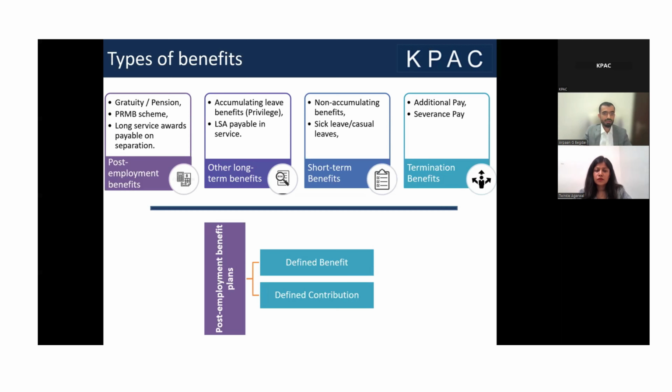Secondly, other long-term benefit plans. Again, the actuarial valuation is generally non-negotiable for this category of benefits also. It includes benefits like earned leave, which are generally accumulating in nature, and also because of the fact that earned leaves are generally allowed to be carried forward in future in case the leaves are not completely utilized in the current year.